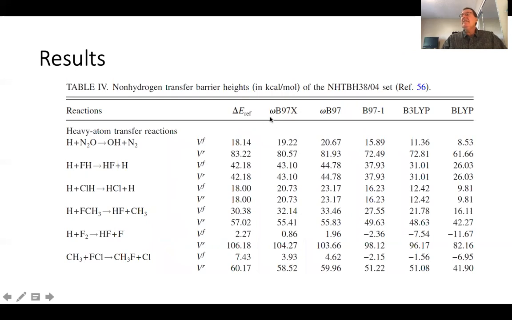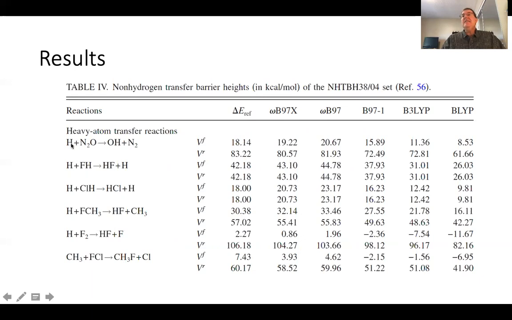Okay, so it's going to be hard because the next table that I show you should have this heading as well. So just remember, the first column is the reference energy, like the best calculation we know how to do to give us an estimate of a barrier height. Oh, I should say, these are heavy atom transfer reactions.